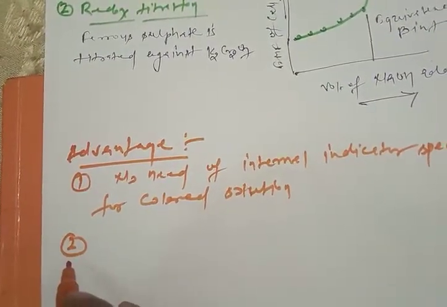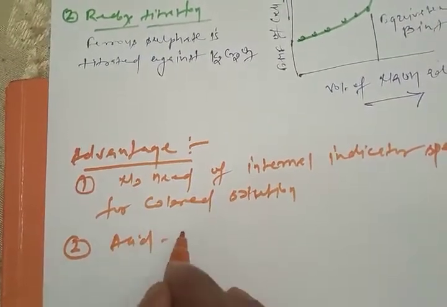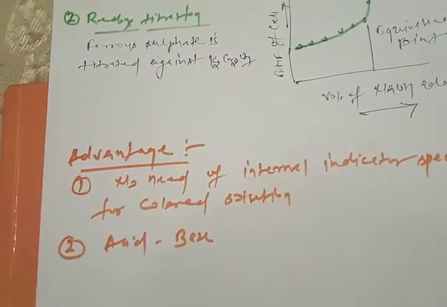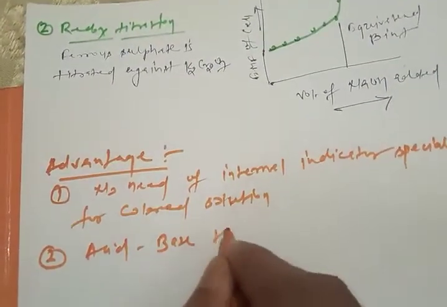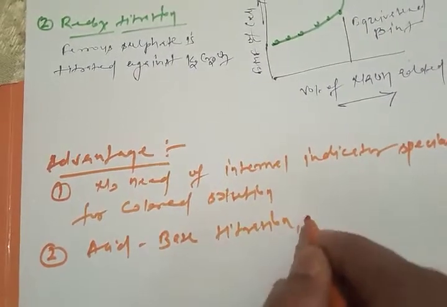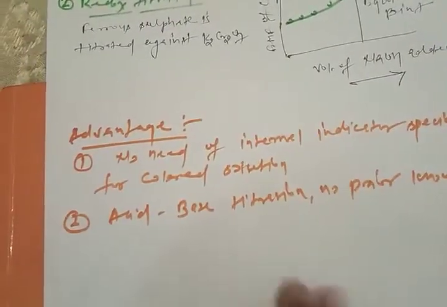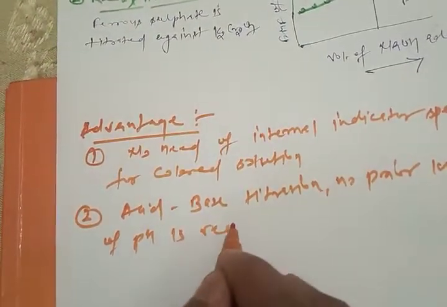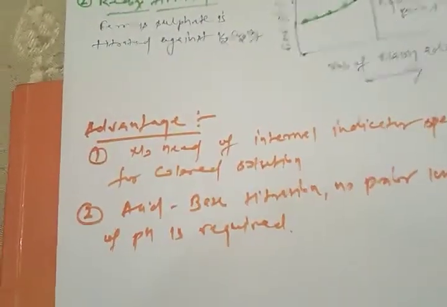Second advantage: for the acid base titration you need an indicator, and that indicator is based on the pH of the solution. Whatever the pH of the solution is, the indicator will change. So for the acid base titration, no prior knowledge of pH is required, because as we are not using any indicator, there is no need to remember the pH of the solution. Okay.